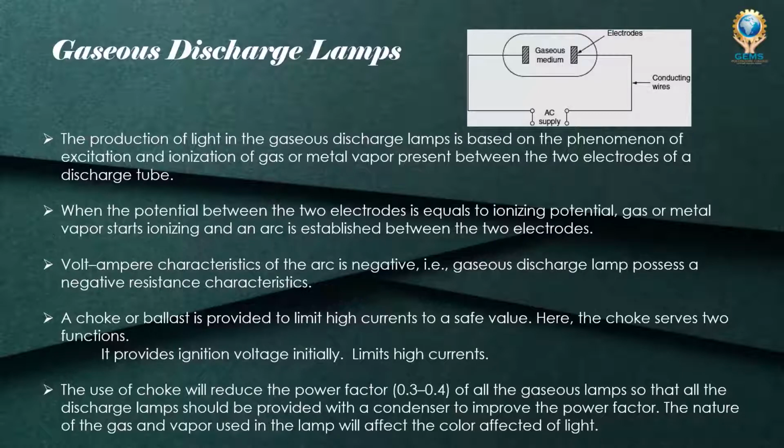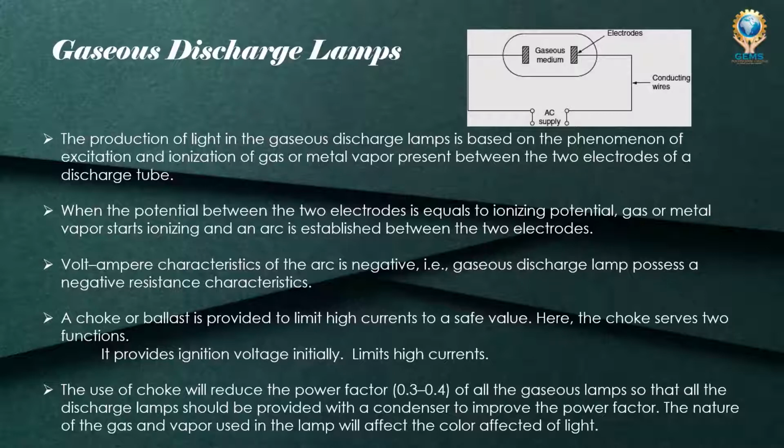So we are using the choke for these two purposes. But on the other hand, the use of the choke will reduce the power factor. The power factor will be 0.3 to 0.4. So what we have to do is improve the power factor. That's why we provide the condenser.